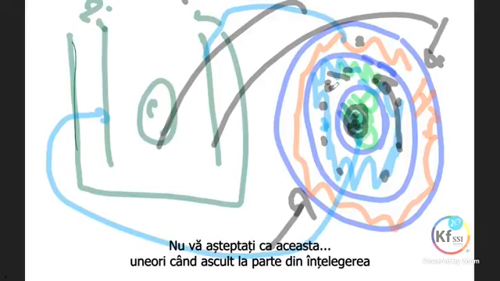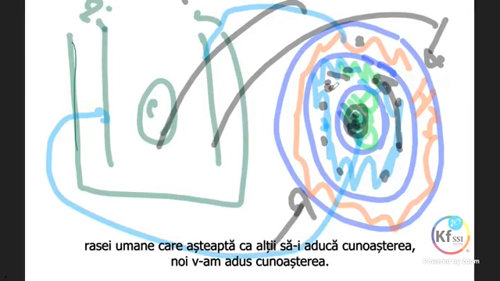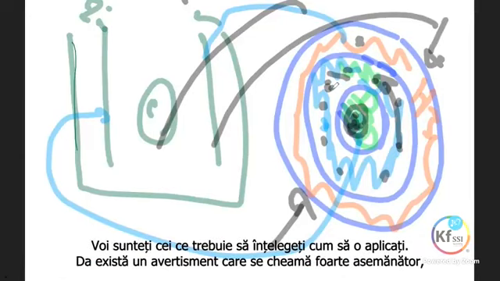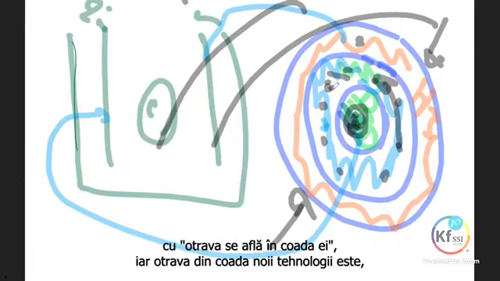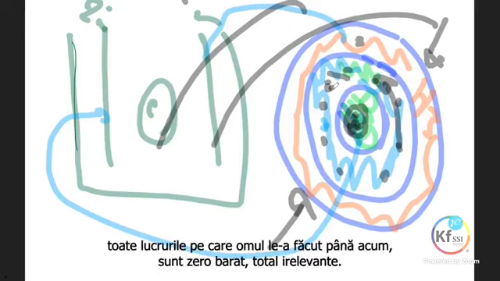Sometimes when I listen to part of the understanding of the human race, waiting for others to bring the knowledge, we have brought you the knowledge. You have to understand how to apply it. But there's a warning, and it's what I call very much like a poison in the tail of it. And the poison in the tail of the new technology is that all the things man has done up to now are zero point. Totally irrelevant.